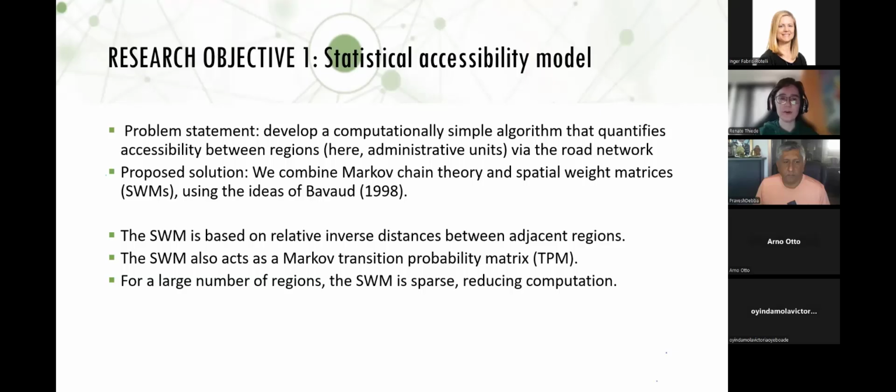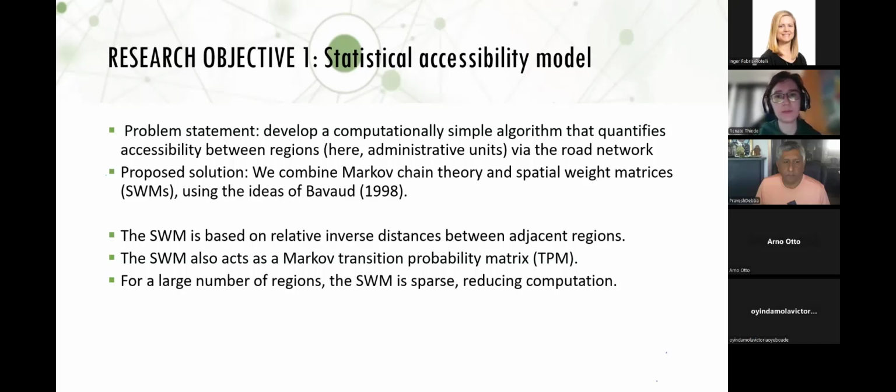So I'm going to go through the 4 research objectives in order. They are each associated with a research output, although only the first one is officially peer-reviewed, published, but the others are still ongoing. So each research objective is tied to a paper or a project. So the first research objective, the statistical accessibility model, the problem statement there was to develop a computationally simple algorithm to quantify accessibility between regions. And here I specify administrative units because that was what I started with before I started finding the road network structure-based regions.